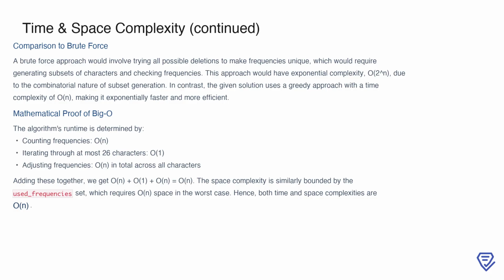To confirm the O(n) time complexity mathematically, we sum up the runtimes of each step. Counting frequencies takes O(n), iterating through the frequency dictionary takes O(1), and adjusting frequencies is O(n) in total across all characters. Adding these together, the runtime is O(n). Similarly, the space complexity is dominated by the used_frequencies set, which requires O(n) space in the worst case. Therefore, both time and space complexities are confirmed to be O(n).